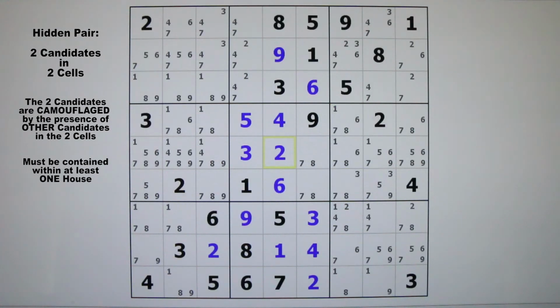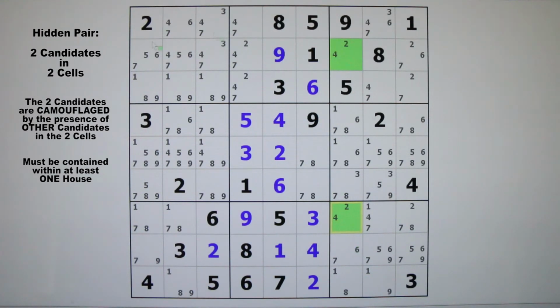Again, in column 7, we see that there are only 2 candidate 4s and only 2 candidate 2s, and they lie here and here. The 4 and the 2 do not appear anywhere else in column 7 outside those 2 cells. Therefore, they must be the solutions to those 2 cells, and you can eliminate the 7, the 6, and the 3, and you can eliminate the 1, the 7, and the 8. Now let me show you a little trick.